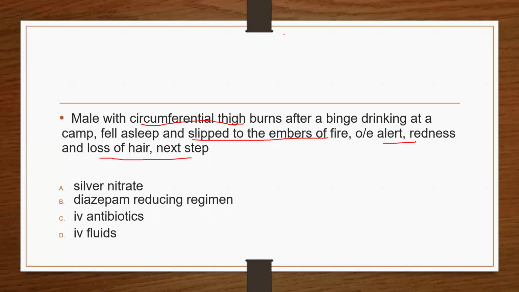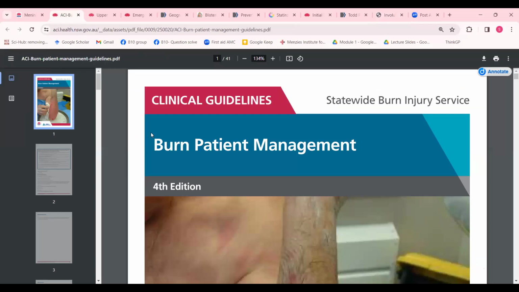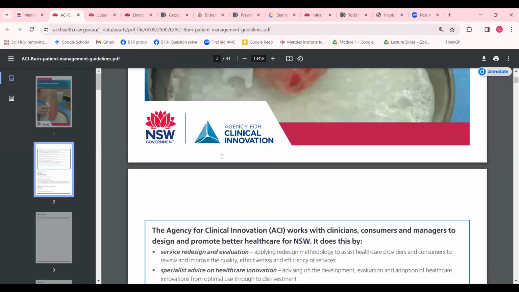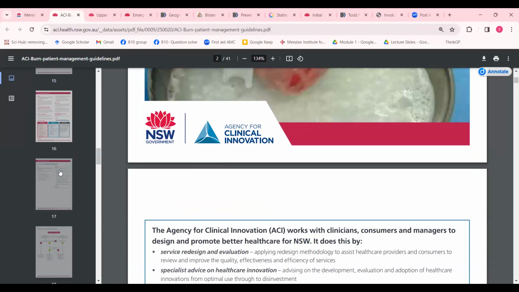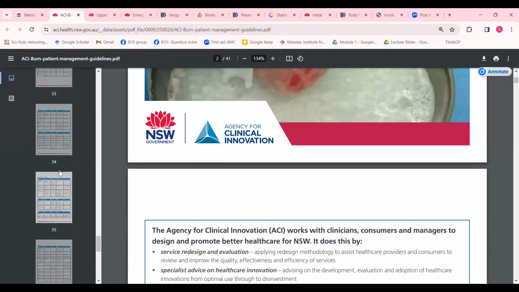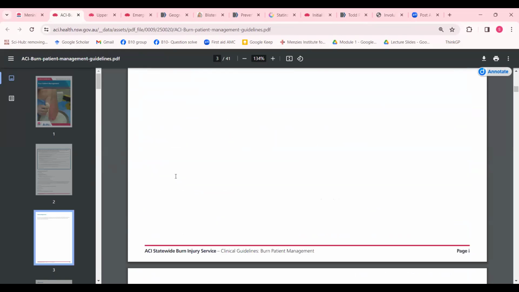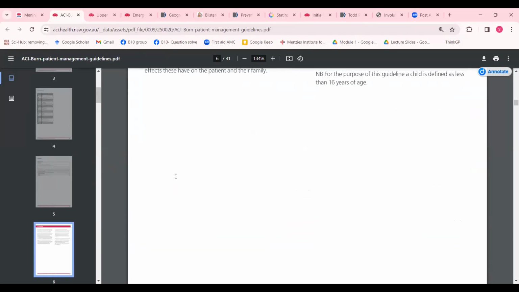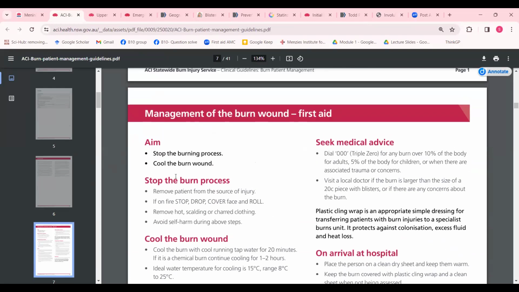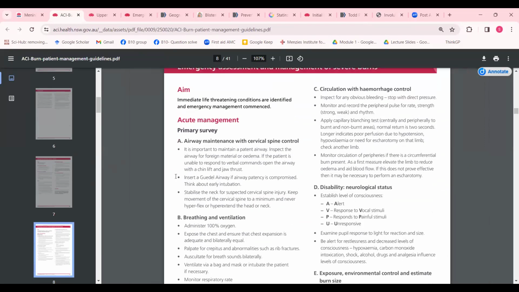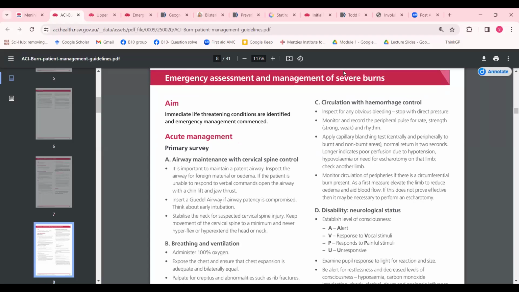Okay, so the burn management. Let me take you to this. This is the guideline or protocol for burn management, from the NSW Agency for Clinical Innovation. It is a fairly comprehensive book, about 40 pages, but don't worry, you don't need to go through everything. It has nice images and extensive description on burn management. If you don't have time, don't worry. What I would highly recommend are these 2 pages, which target emergency assessment and management of severe burns.